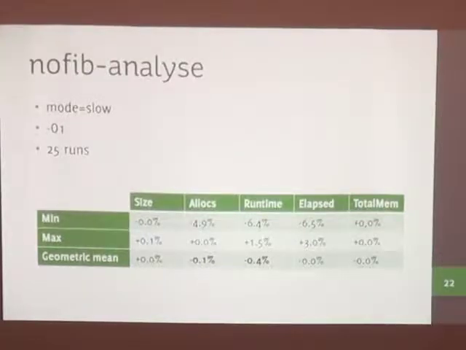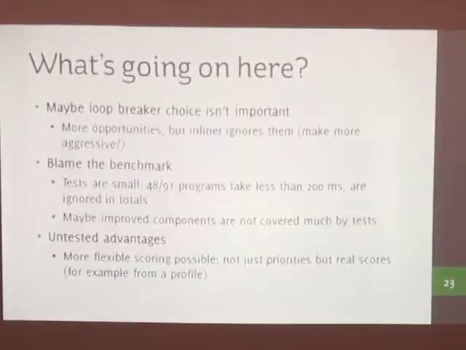There's actually just one program which has a really significant improvement, about 5%. So what's going on here? This is a bit disappointing. Well, maybe another thing you can take away from this talk is that loop breaker choice isn't that important. So basically, the science got it right 10 years ago. The nofib programs are also quite old programs, very much numerical computation.